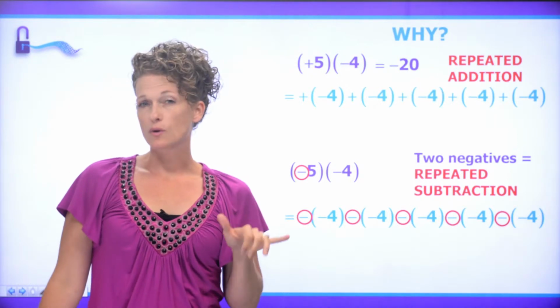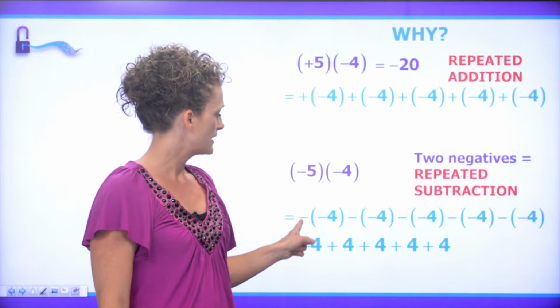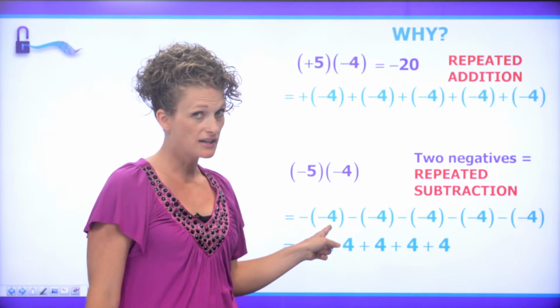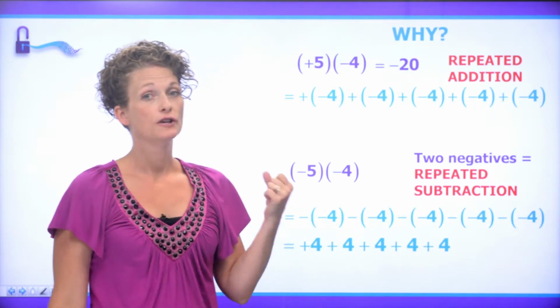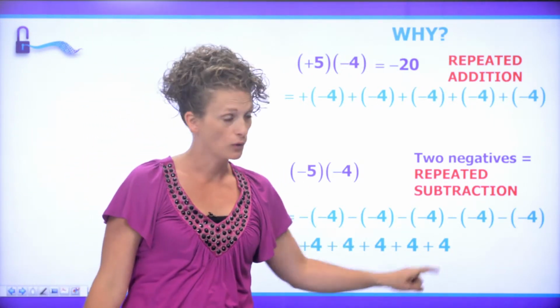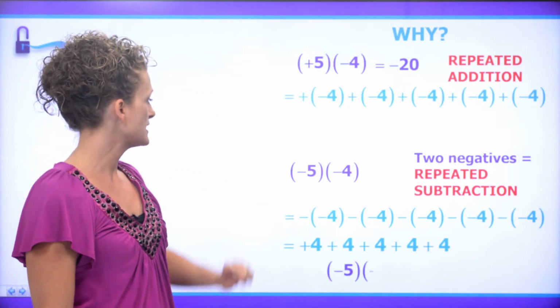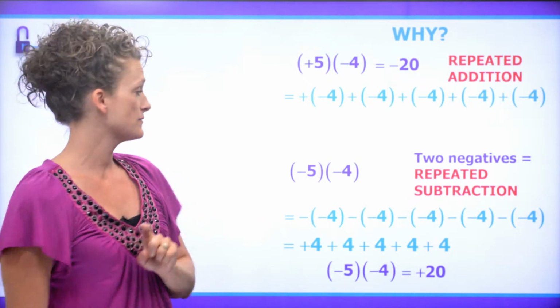Now think back to our lesson on subtracting integers. When we subtract a negative, take away a negative, we end up with a positive. And so we actually have 4 plus 4 plus 4 plus 4 plus 4. So we actually have negative 5 times negative 4 is equal to positive 20.